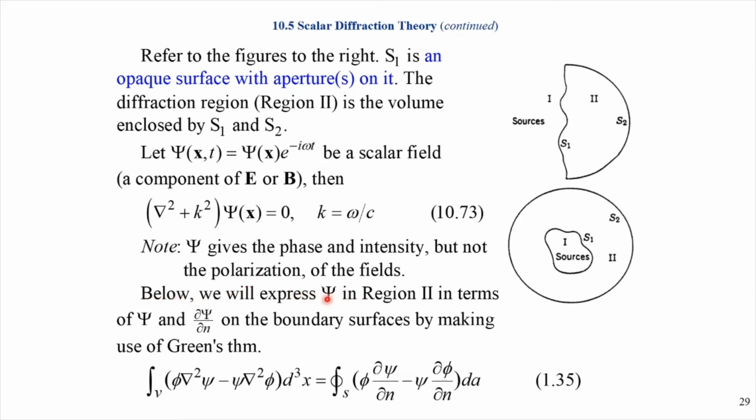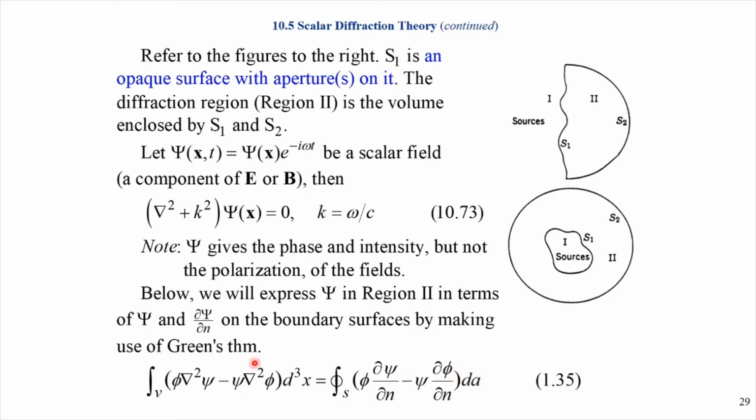Below, we will express phi in region 2 in terms of phi and psi on the boundary surface. We will use the Green's Theorem. Okay, that's the Green's Theorem. Obviously, you know what's going on.